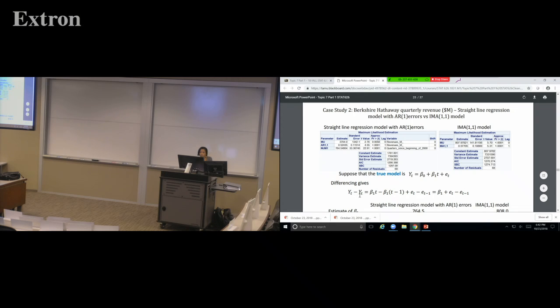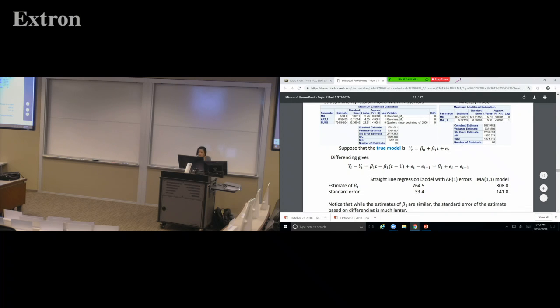So yt minus y(t minus 1) is equal to beta 1 times t minus beta 1 times (t minus 1) plus et minus e(t minus 1), which simplifies to beta 1 plus et minus e(t minus 1). So this beta 1, when we do this differencing, is estimated by the mu in this output.